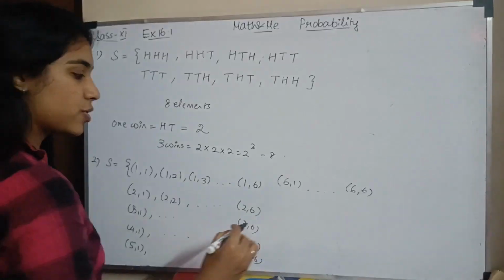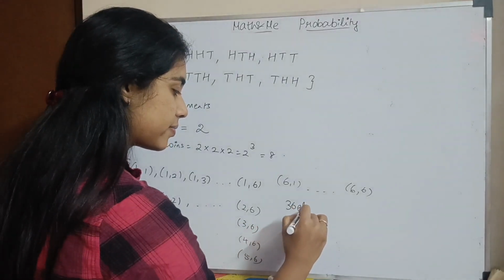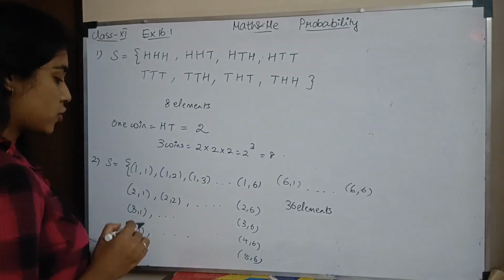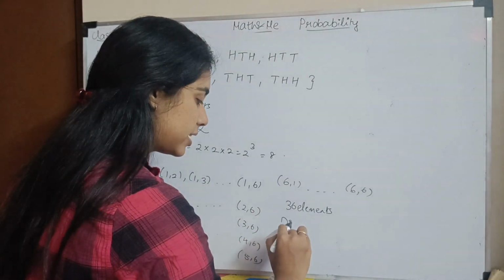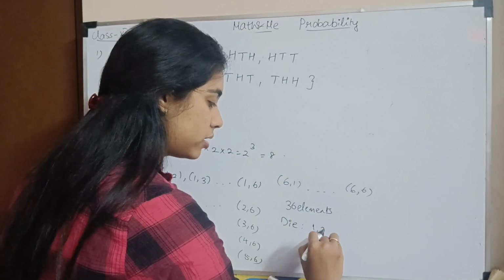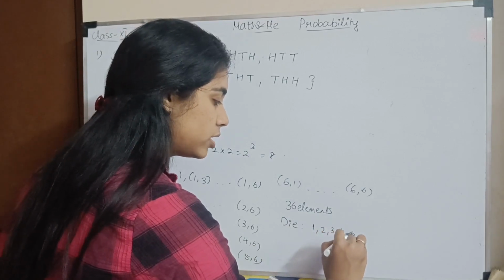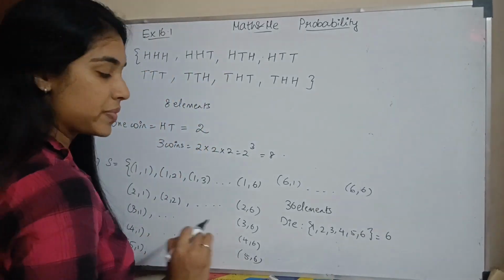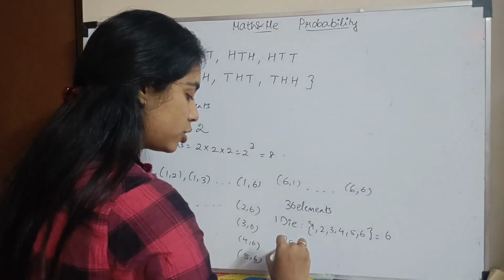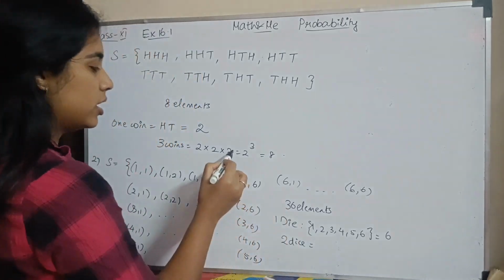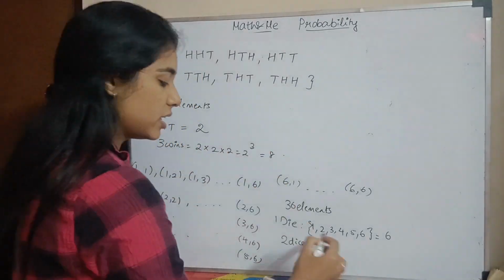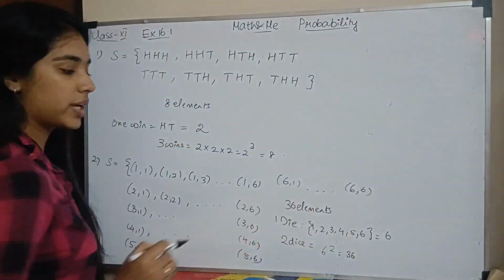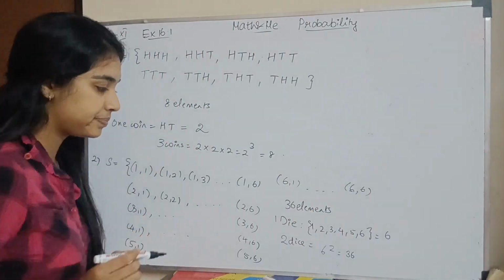So how many elements do you have? 36 elements. We just saw it in the example question. You have 36 elements. So dice la ethana irukku? In a die you have 1, 2, 3, 4, 5, 6. Which means how many do you have? You have 6. So you have either 1 die. 2 dice la evlo irukum? We just saw. If you have 3 coins, 2 to the power 3. If you have 2 dice, 6 to the power 2, which is 36. So you get 36 elements. Okay.